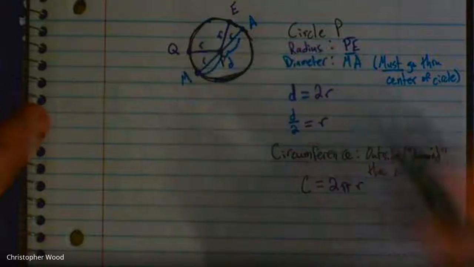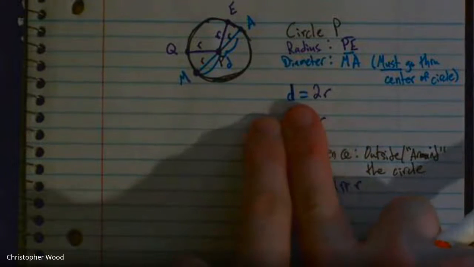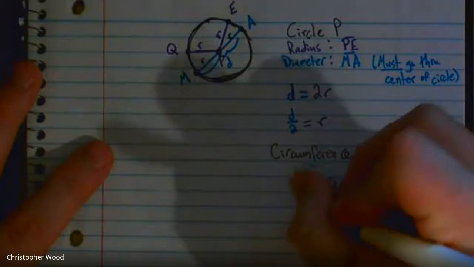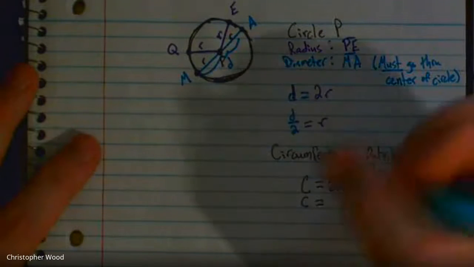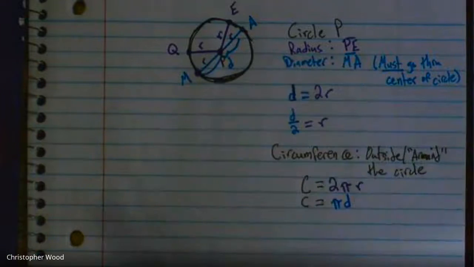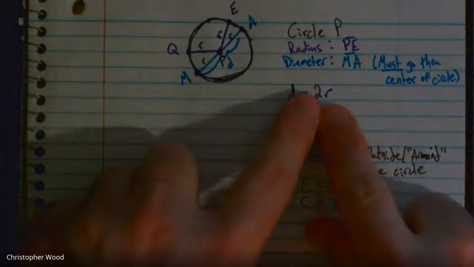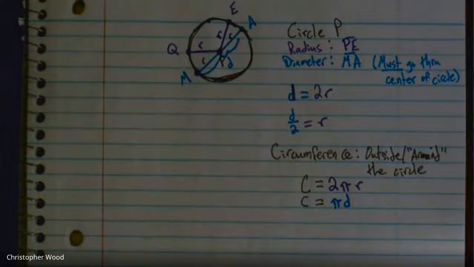Or there's another formula. Again, we know that 2 times r is actually the same thing as diameter. So depending on what information you're given, the circumference could also equal pi times the diameter. These are the same equation, right? Because 2r and d are the same thing. Diameter is 2r, 2r is diameter. So depending on what information you're given in your problem, it's going to be one of these two formulas if I'm asking you for the circumference.